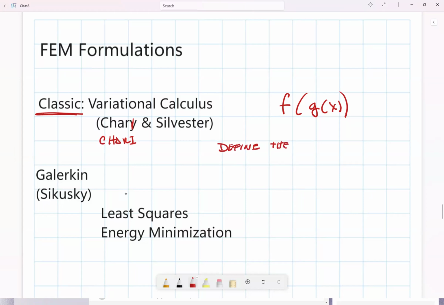Define the functional. And that's how they start. All start with the same thing. Just define the functional. And it's a different functional for every type of problem. For Laplace equation, one functional. For Poisson equation, another one. For the diffusion equation, another one. Forget it. There is no need.